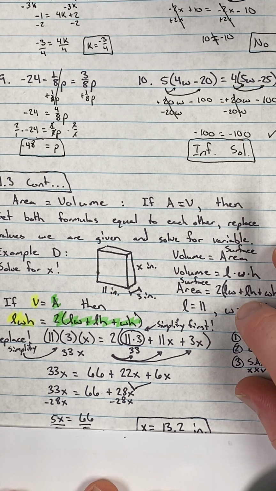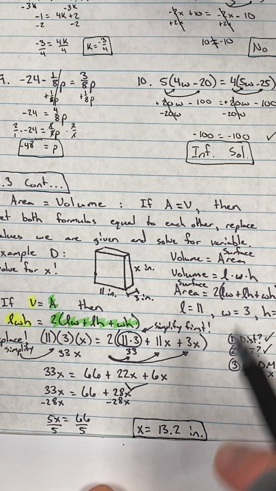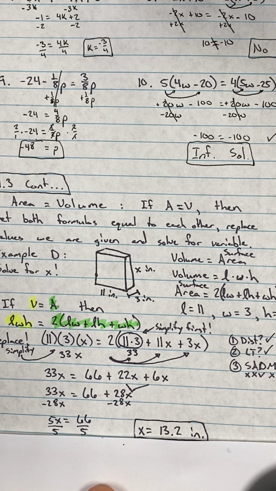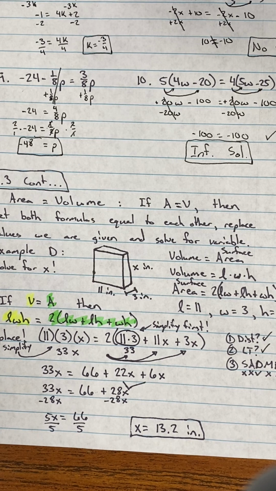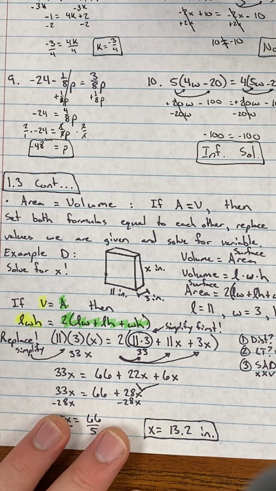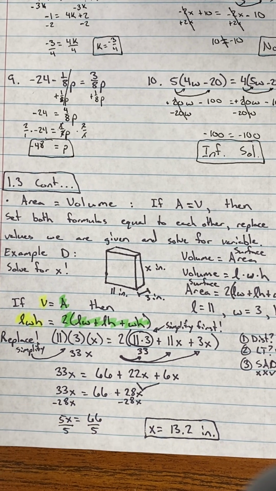And then divide both sides by 5, which gives me an answer of 13.2 inches. Or you could get 13 and 1/5 inches, right? So either way, that would work. But that's the answer to this one. So that's how you solve these types of problems. That's it for 1.3.